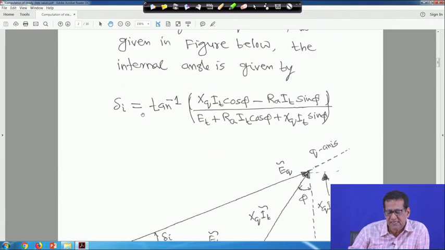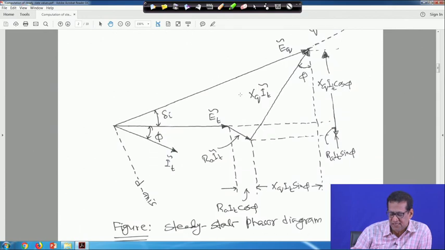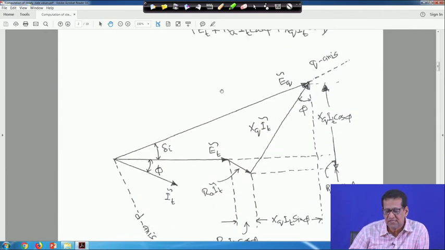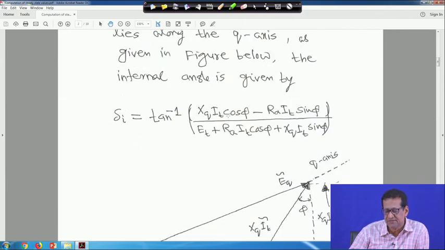That is tan delta I will be XQIT cos phi minus RAIT sin phi divided by ET plus RAIT cos phi plus XQIT sin phi, that will be delta is equal to tan inverse of XQIT cos phi minus RAIT sin phi divided by ET plus RAIT cos phi plus XQIT sin phi, right. So, this is simply the steady state phasor diagram, that is how to compute delta I.